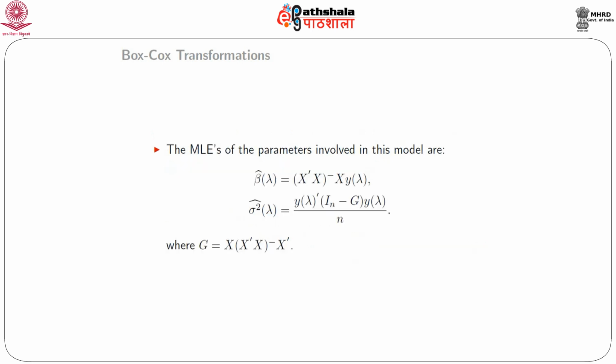Now, the maximum likelihood estimates of the parameters involved in this model are given by beta hat lambda equals (x prime x) whole inverse x prime y lambda, and sigma square hat lambda equals y lambda prime (I n minus G) times y lambda divided by n, where G equals x (x prime x) whole inverse x prime, or G is the projection of y on the estimated response y hat.